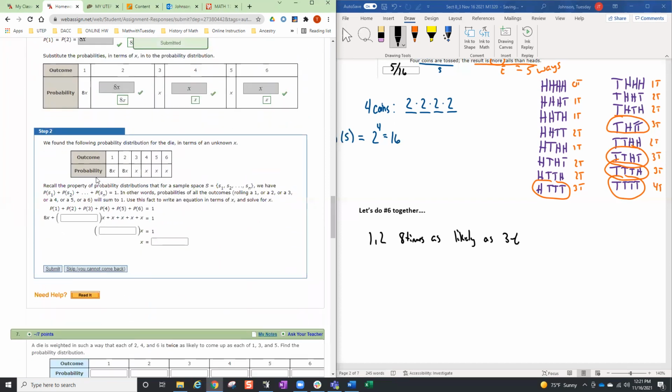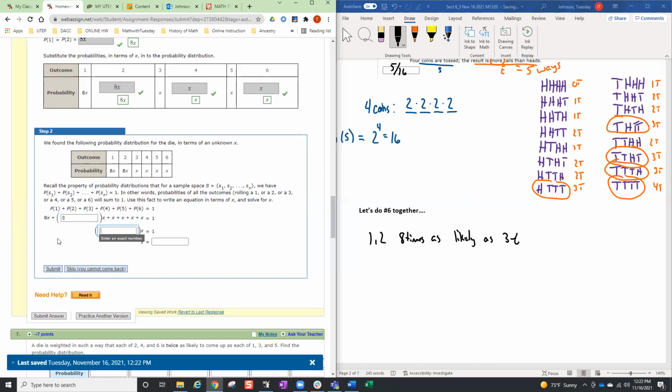All right, step 2. We found the probability distribution for the die in terms of an unknown X. Recall the probability property says that they all have to add up to be 1. In other words, probabilities of all of the outcomes, rolling any of them, will add to 1. So 8X plus 8X plus X plus X plus X plus X equals 1. And it really just wants us to add all of these up.